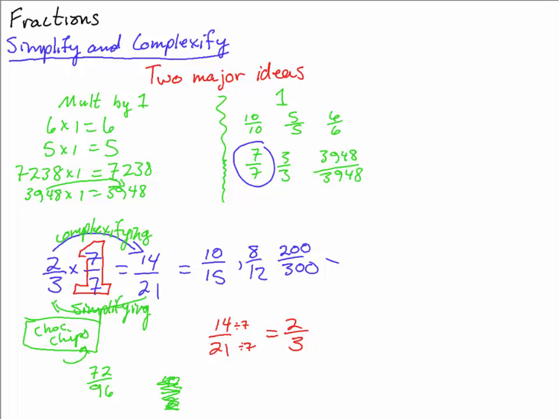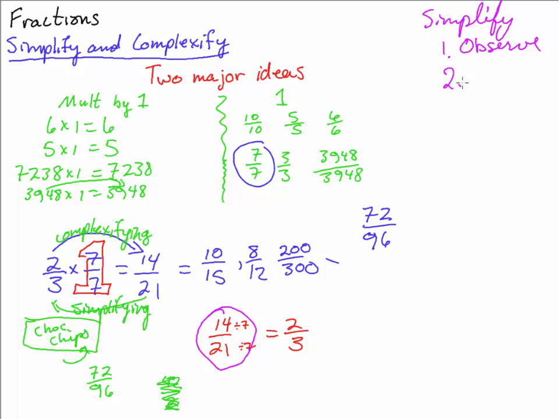Let's take this one, 72 over 96, and look at the three different ways to simplify. You could look at those things and say, hey, I happen to realize that those are both multiples of 24, and then divide 24 out of both of those. Not everybody can see that. I certainly couldn't have seen that, so I would have done something that I call chunks. So the first one, you can just observe. We just saw that they were both multiples of 24. That's the first way to simplify. The second way is to do it by chunks.